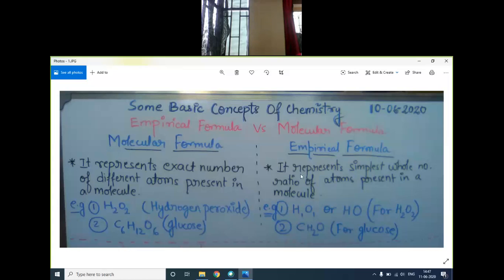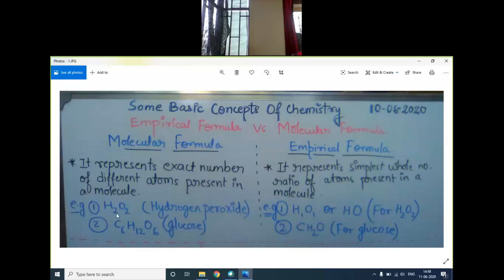Empirical formula is found from simplest ratio of the atoms present in a molecule. By getting the simplest ratio of the atoms in a molecule, we can easily form empirical formula. You can compare molecular formula and empirical formula by taking one example.